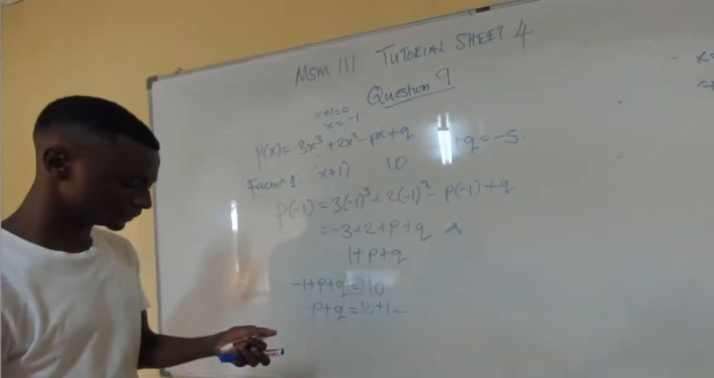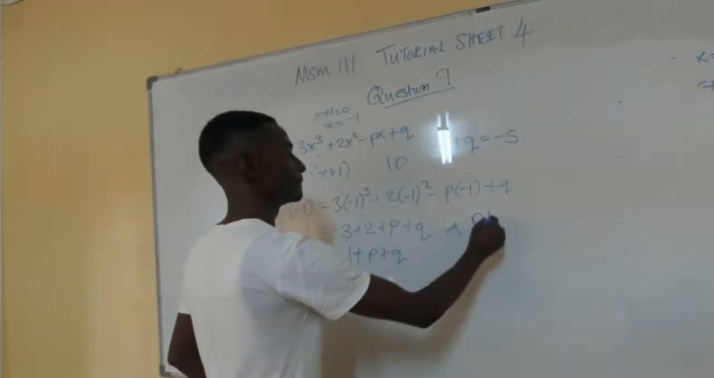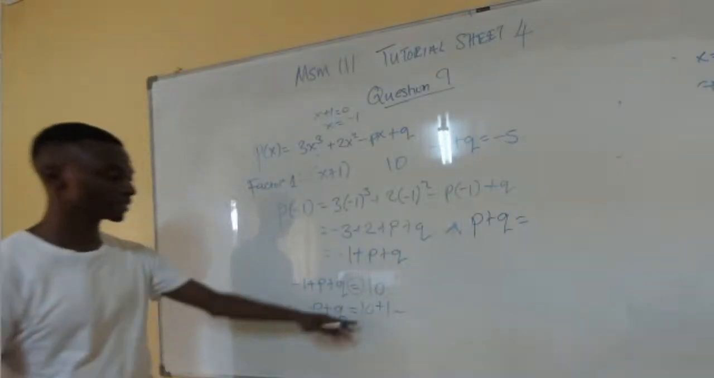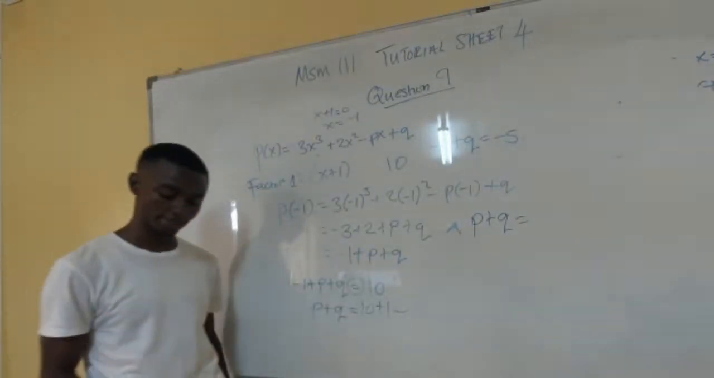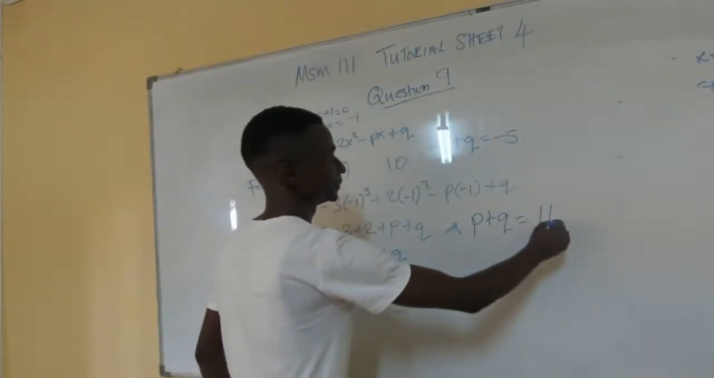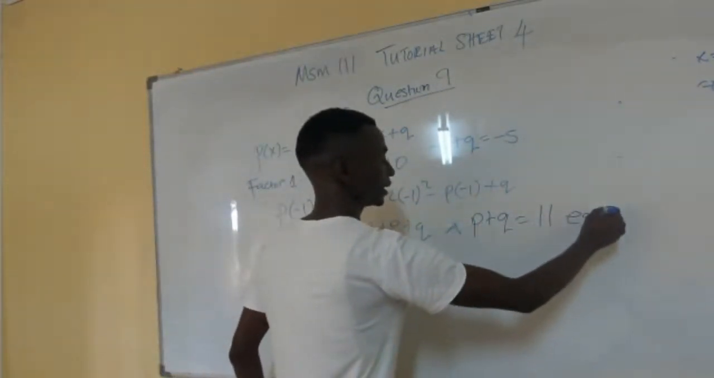So it means we are having P plus Q equal to what? What is 10 plus 1? You know the answer is 11. So we're using 11 there, and you indicate to say that's your equation 2.